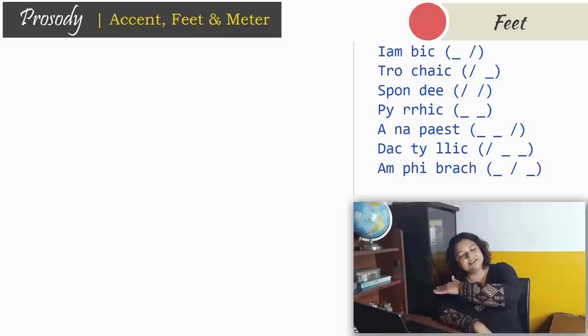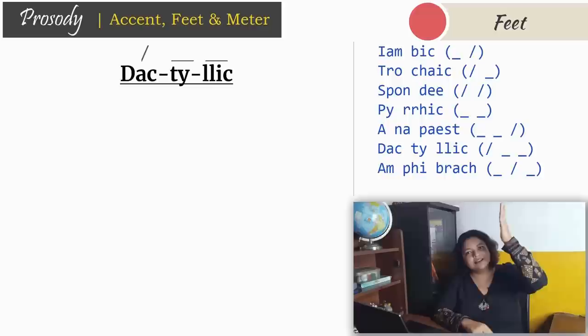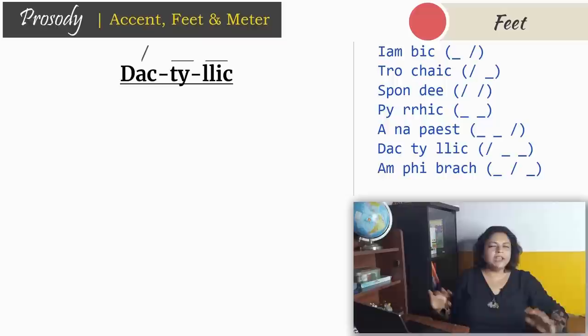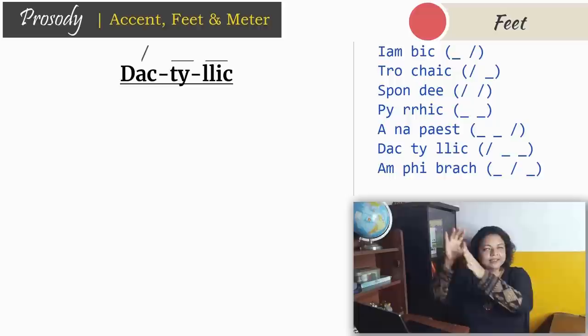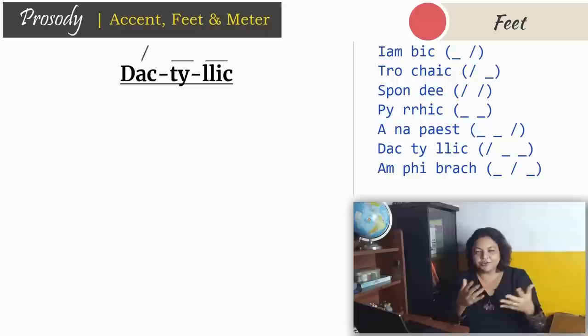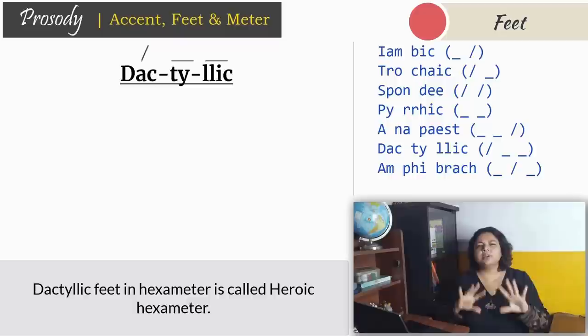Again, you break that word, you get this structure: stress, unstress, unstress. Dactylic. Okay, so dactylic is a very beautiful kind of meter. It is, you can say, the opposite of anapaest. So instead of going up like this, it comes down like that. And just a trivia, it is also called the heroic hexameter when you use dactylic in a hexameter line. It was used in the Iliad, Odyssey, all kinds of great poems, Virgil's Aeneid.